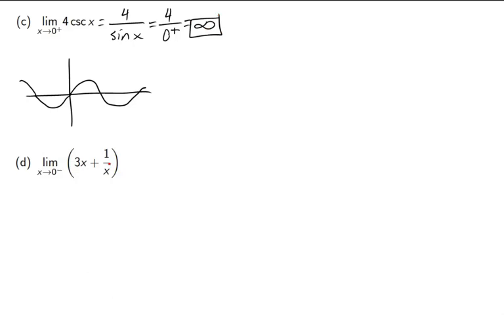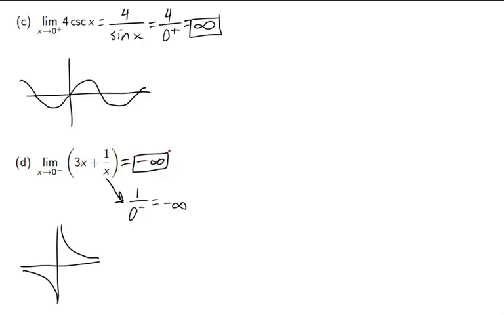Next one. X is approaching 0 from the left. If you recall the graph of 1 over x, something like this, and as x approaches 0 from the left, we're getting 1 over 0 from the left, which should be negative infinity. 3 times 0, which is 0, so it's a finite number plus the negative infinity concept. I know my answer is negative infinity. Again, I did not write 0 minus infinity, I just wrote negative infinity. I was thinking about it, but I did not write it because there is a notation issue here.